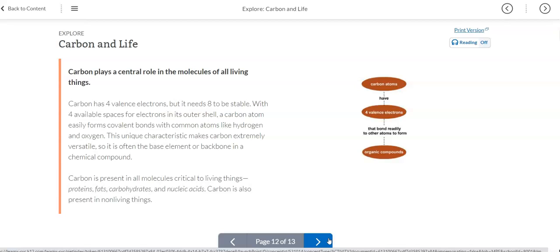Carbon is also present in non-living things. Carbon atoms have 4 valence electrons that bond readily to other atoms to form organic compounds.